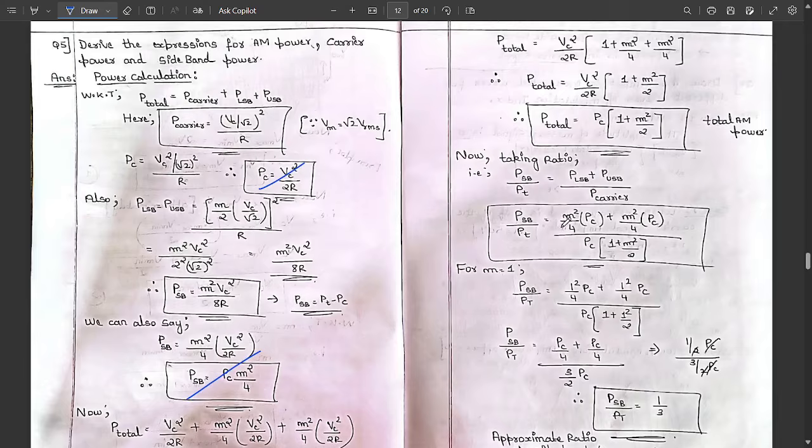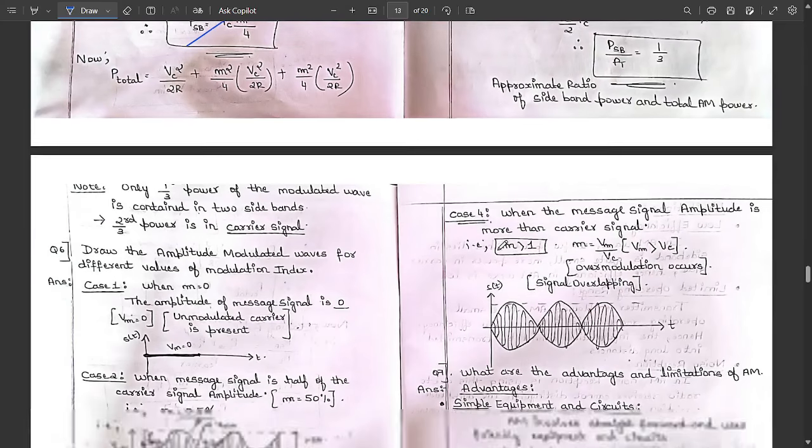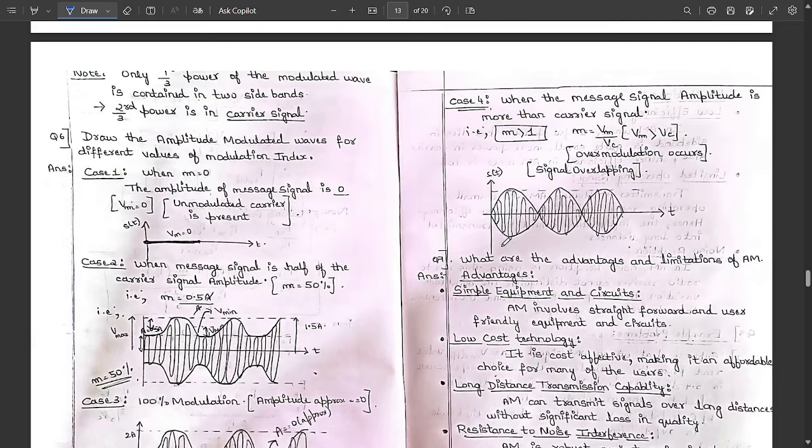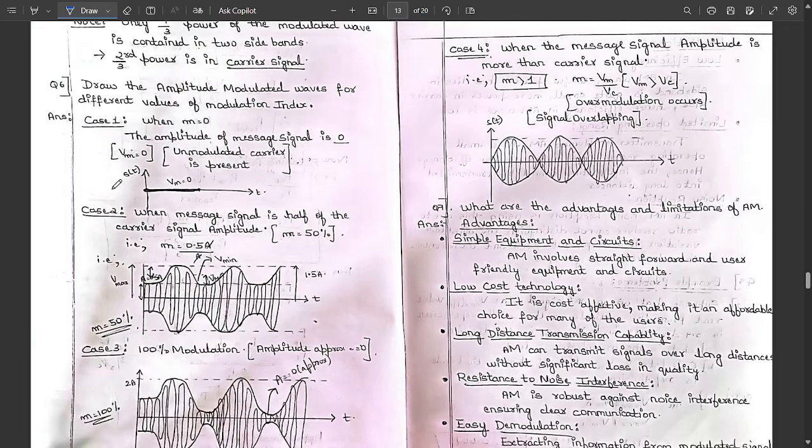Okay, and here this is the formula for total power, that is P total is given as Pc into 1 plus m square by 2. This AM power is also very important. So these three formulas, Pc, Psb, and P total, please remember them, because the problems would be asking about these formulas.